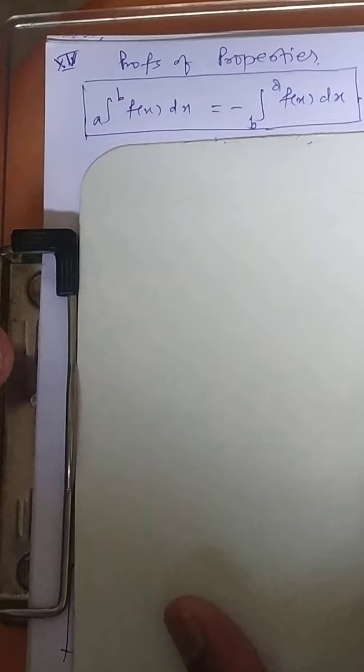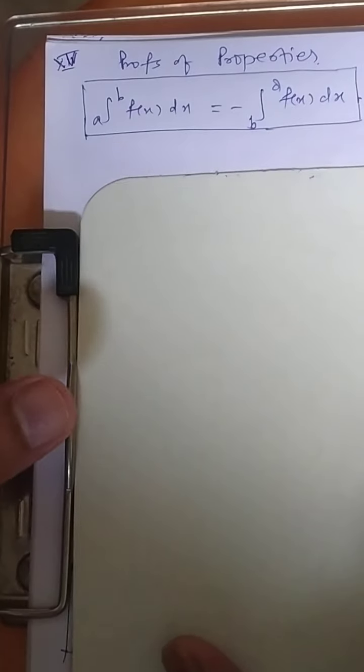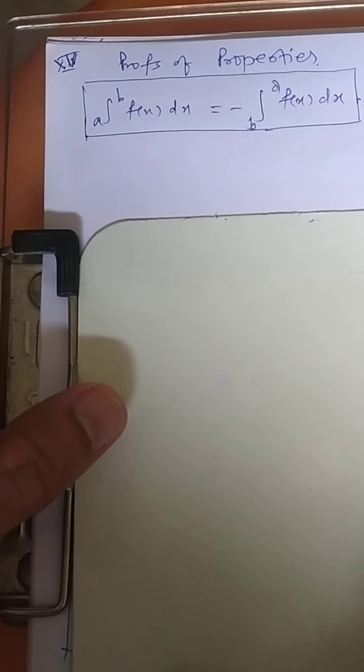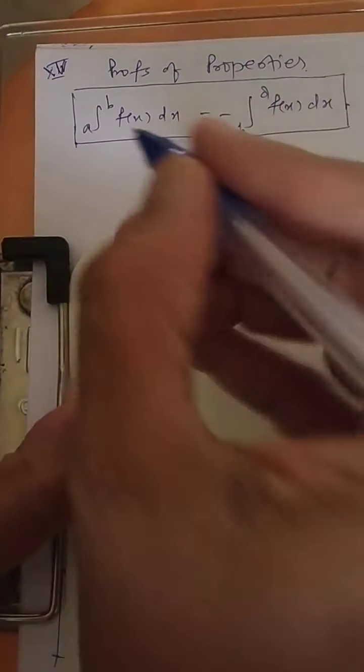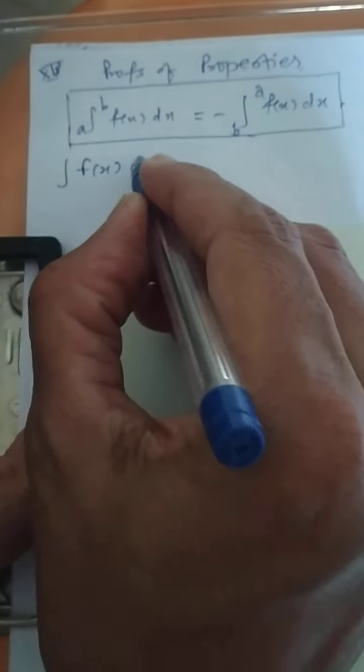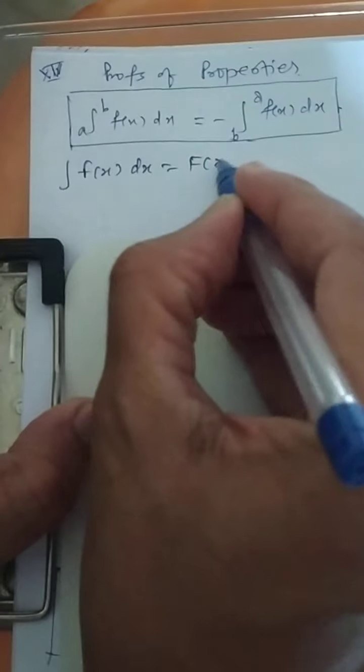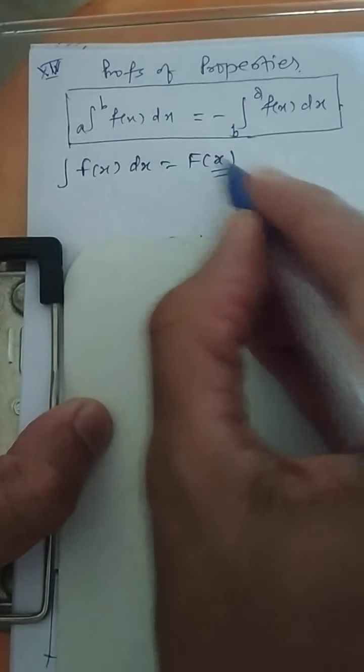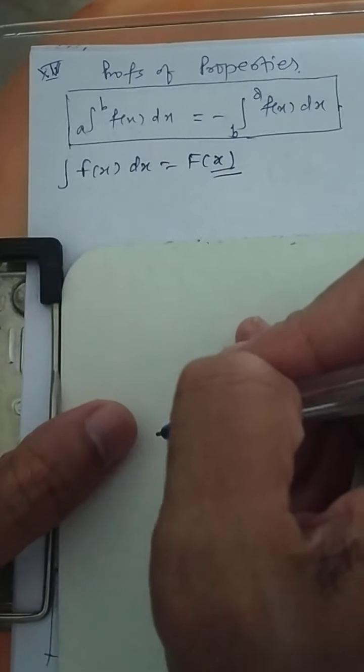In the previous video, we learned how to solve questions by using properties. But one may ask why it is so, or what is the method of proving these things. So I am giving you the proof in today's discussion. Let us consider that the integration of f of x dx is nothing but capital F of x. What does it mean? If you differentiate this, you will get this one. This is the logic which we are applying.